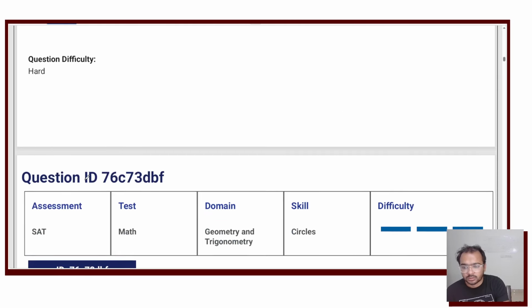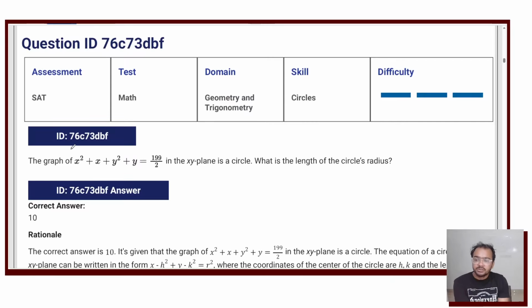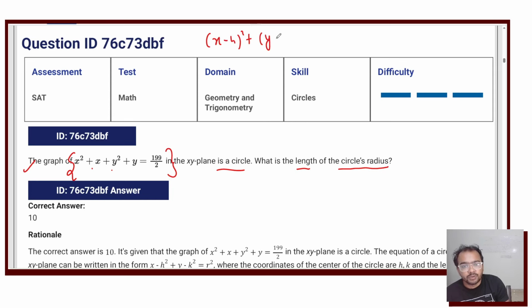Okay. Now we are given the graph of x square plus x plus y square plus y is a circle. Okay, and we need to find the length of circle's radius here. The first thing we need to see is, is this given equation the standard form? So if you try to recall, the standard form looks like this: (x minus h) square plus (y minus k) square equals r square. But that doesn't look in that form, so it is not the standard form. So I cannot say that this is square of radius. So I need to convert that.